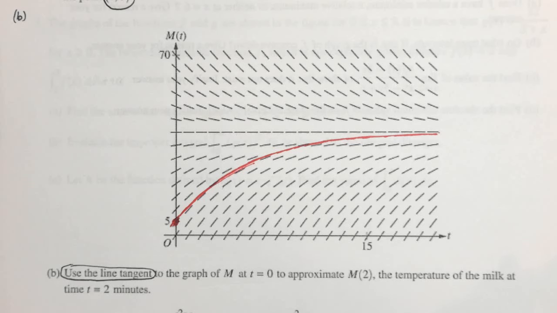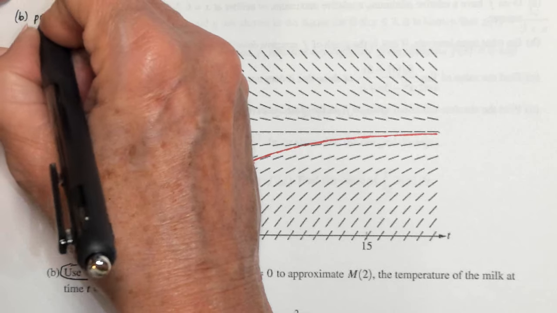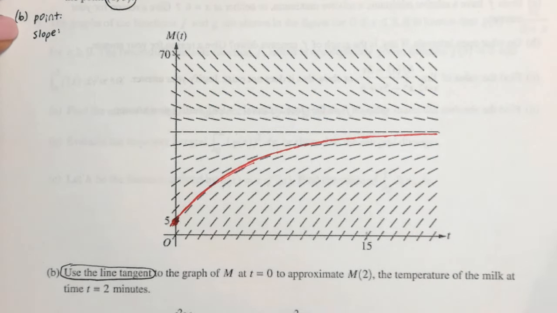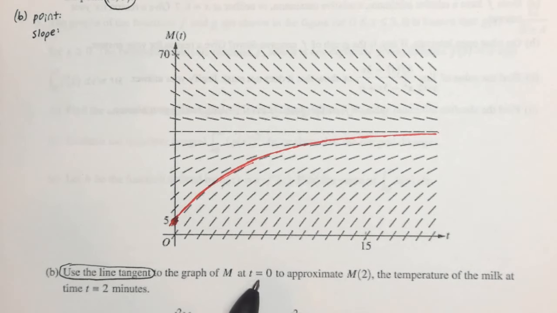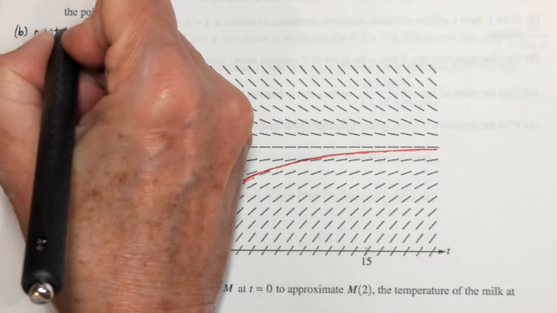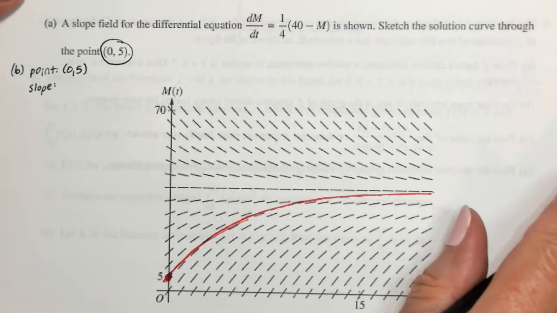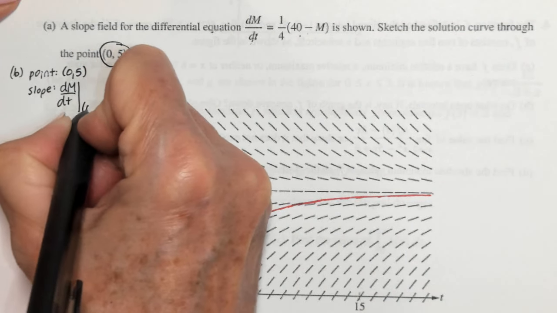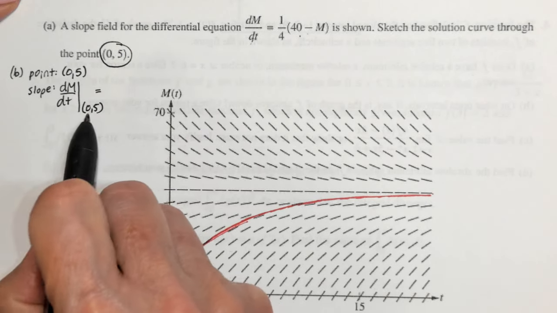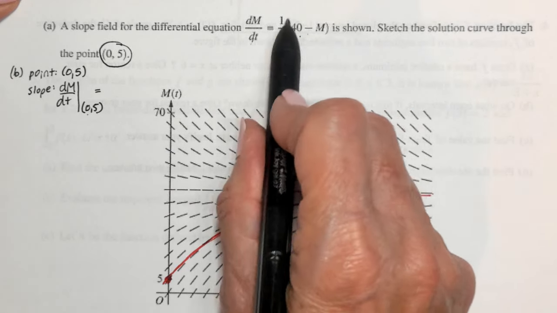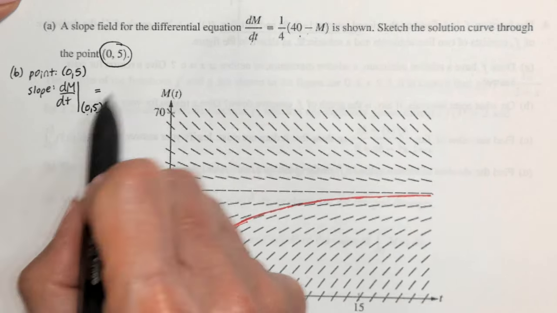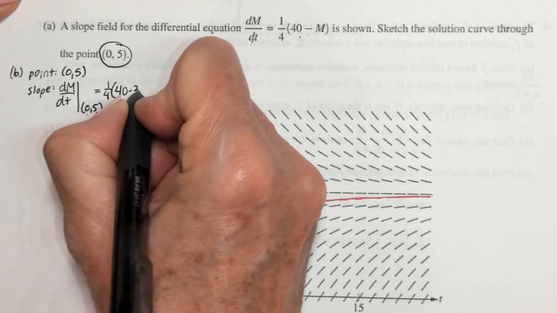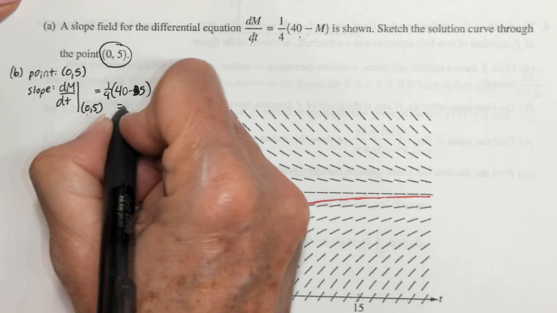To use a line tangent, I have to write the equation of the line tangent. So for that, I need a point and a slope. They gave me the point to use. They said to use time 0, and I know what the point is at time 0, so I am using the point (0,5). And now for the slope, they gave me a way to find slope: dm/dt at the point (0,5). So I'm putting 0 in for t, 5 in for m. There's no t over here, so I'm going to put 5 in for m, not the 0. 0 is t, m is 5. So it's going to be 1/4 times (40 minus 5), which will be 35. So that is 35/4.